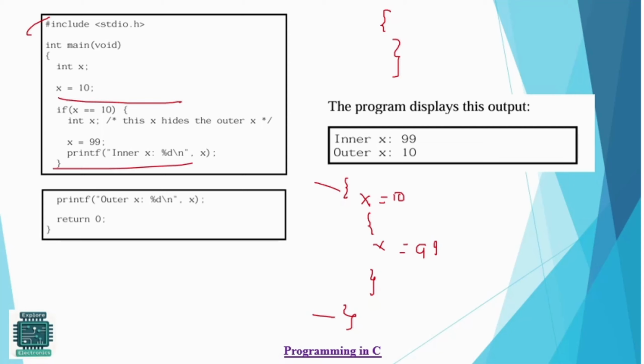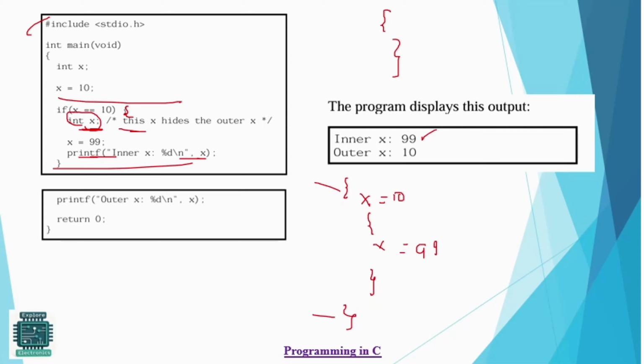Here, as I said, local variables are created when the program executes and comes to that point. Now here it came to the inner block. The variable is created, and to print the inner x, we have to print the value of x. So int x is created and the value will be 99. That's the output we got.